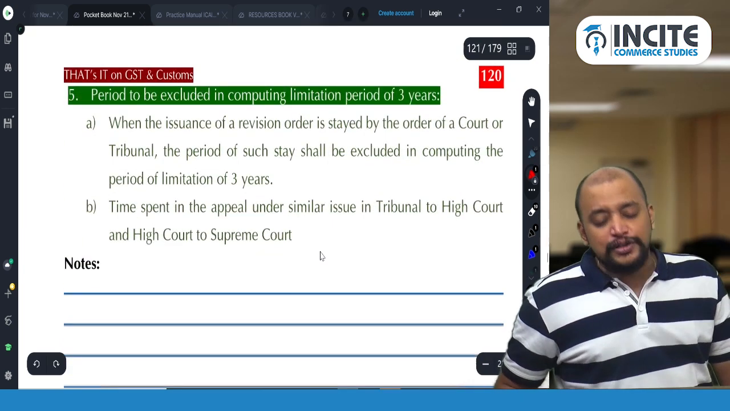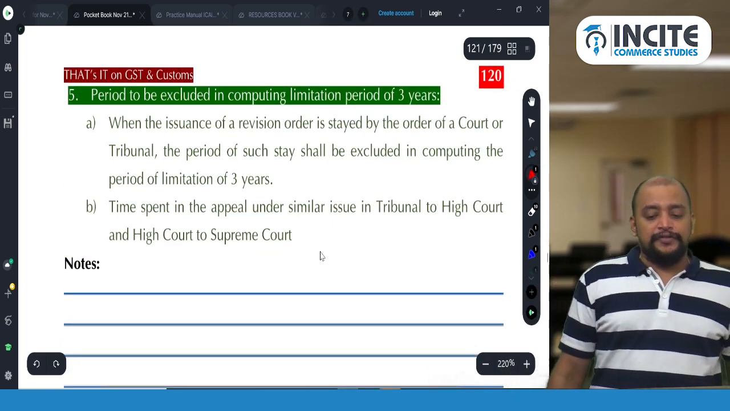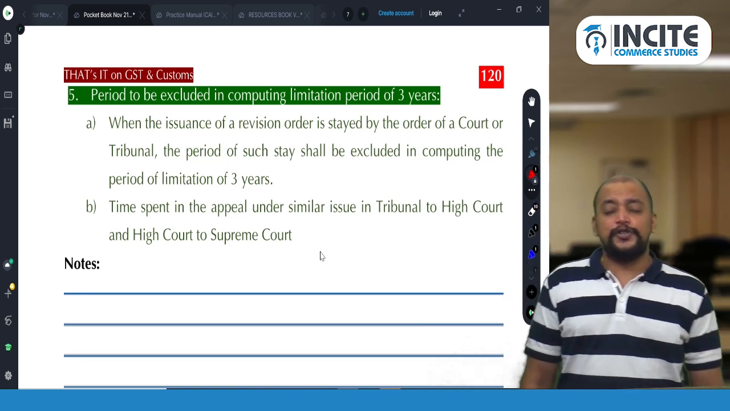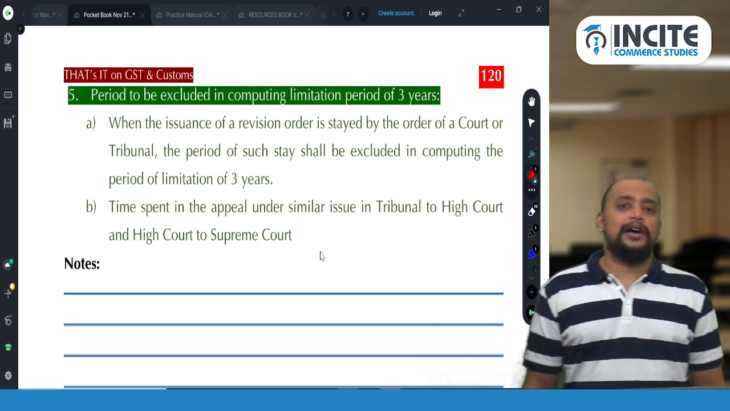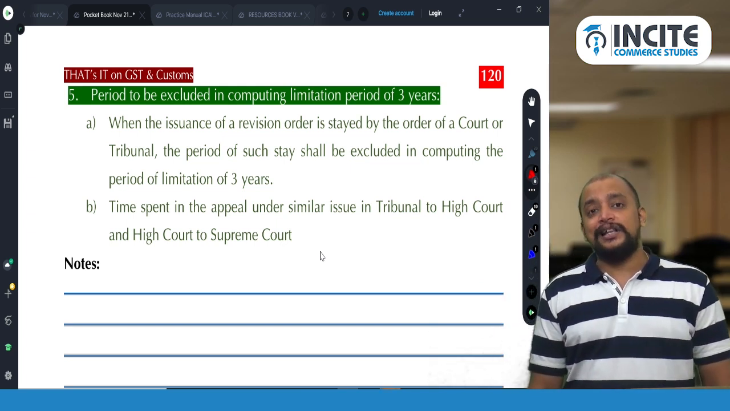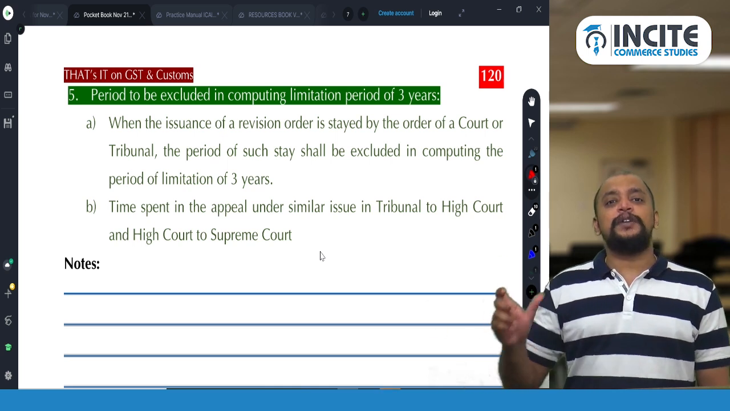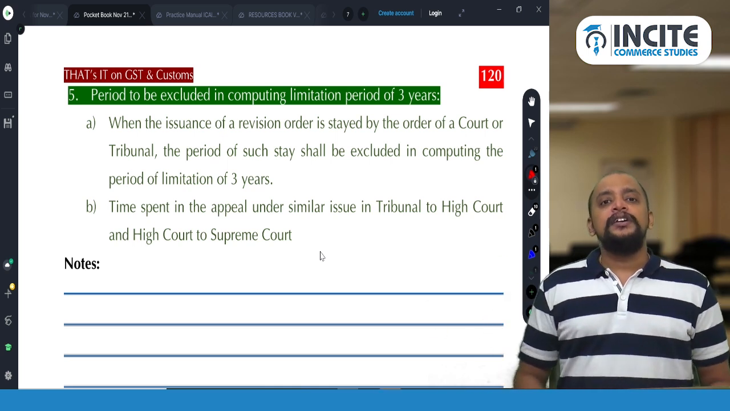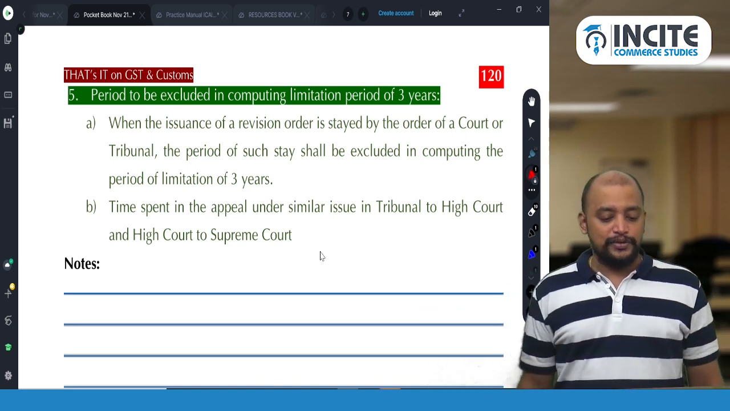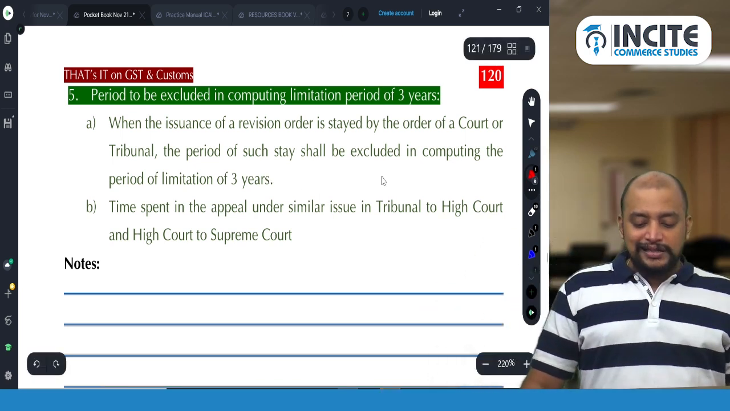And period to be excluded in computing the limitation of 3 years. So whenever stay has been granted with respect to that particular adjudication order revision. So if any stay has been granted, during that period of stay you cannot proceed. So therefore that period of stay will be excluded for counting the 3 years time limit. Okay. So that is this stay period.